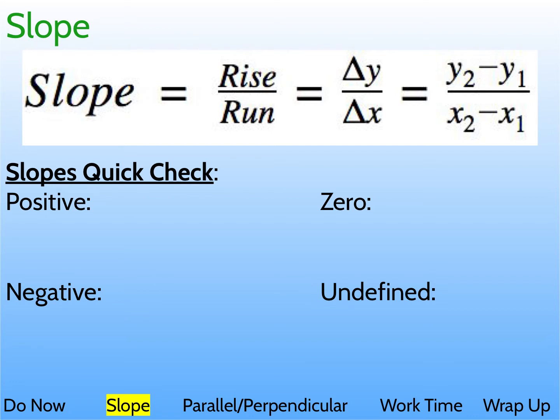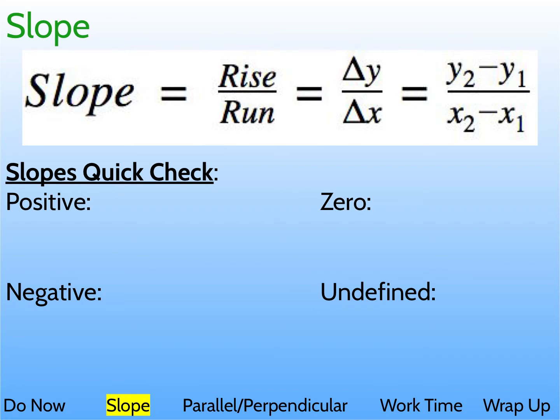Or you could literally get deeper into what this change means and actually use the coordinates of the points. So if the points are x2, y2, and x1, y1, you would do y2 minus y1 divided by x2 minus x1. So again, these are just three different ways to say the exact same thing. All right, so a quick check.